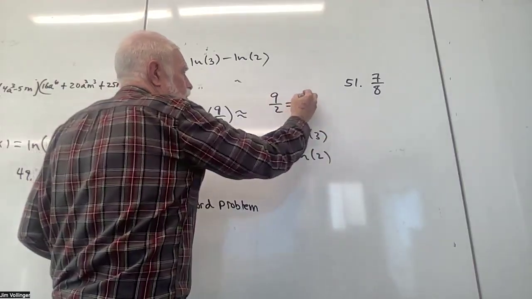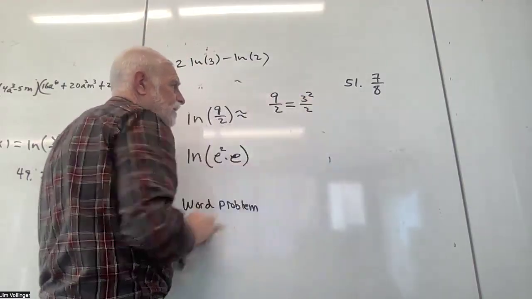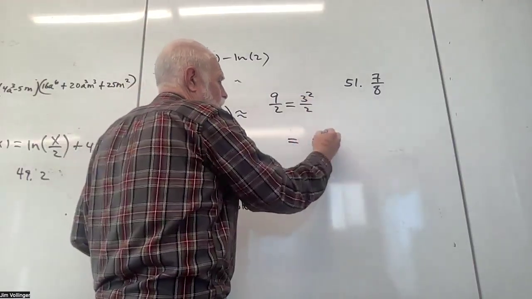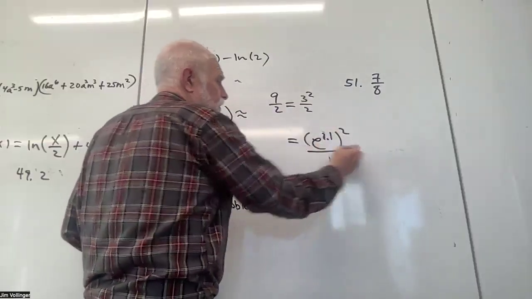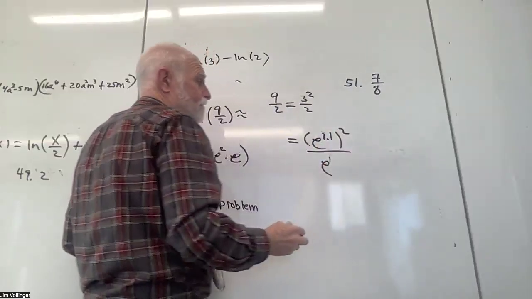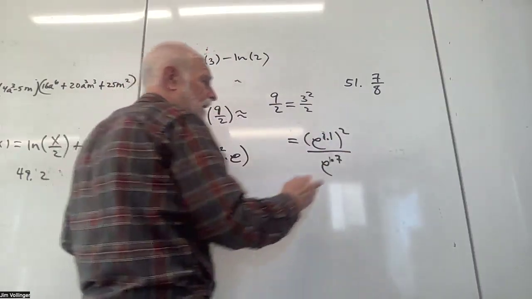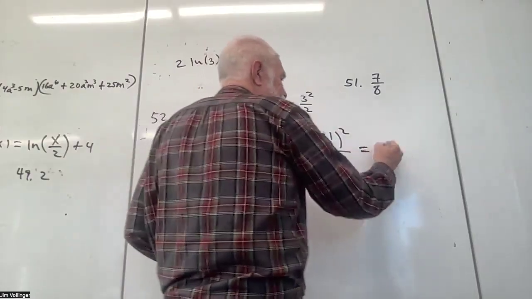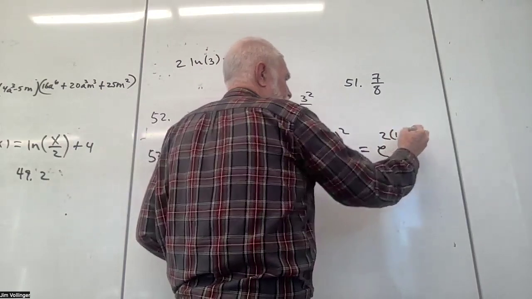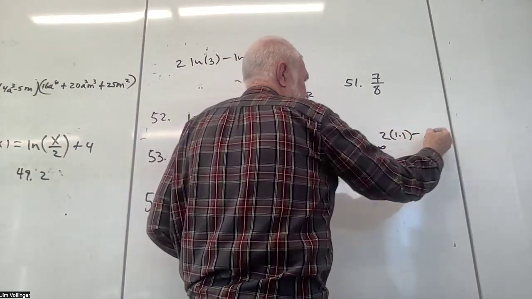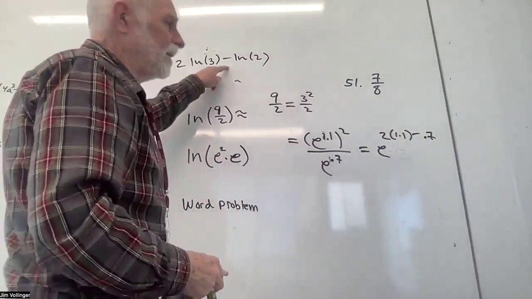9/2 is equal to 3 squared over 2. What's the new name for 3? e to the 1.1. And you're squaring it. And you're dividing by e to the 0.7. That gets us 9/2. All right, I think that is equal to e to the (2 times 1.1 minus 0.7). I think that's 2 ln 3 minus ln 2.